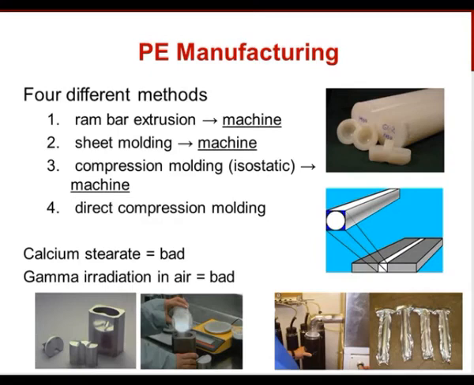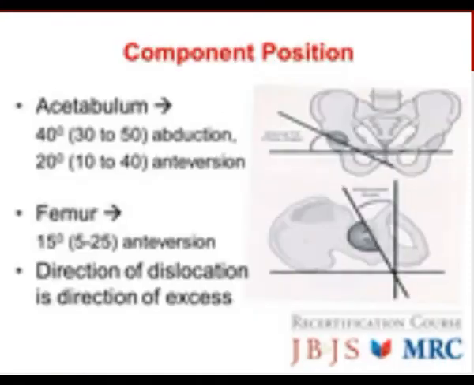Calcium stearate, which is an industrial lubricant, was added to polyethylene. This turns out to be a bad idea. Gamma radiation in air is also a bad idea when it comes to polyethylene manufacturing. The irradiation process needs to be done in an inert environment to avoid oxidation.